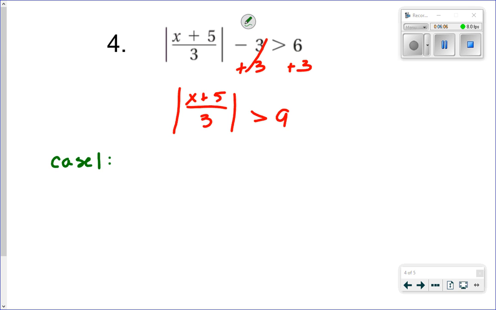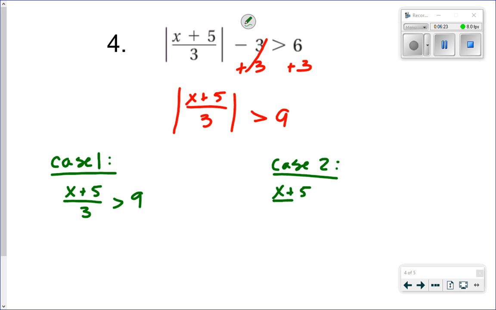So case 1, it's going to look the same as the original. I'm just going to get rid of the absolute value bars. So x plus 5 over 3 is greater than 9. All right, case 2, the left-hand side doesn't change. It's going to stay x plus 5 over 3. Remember, I need to flip the inequality sign and change the sign of the number on the right. So it's going to become negative 9. All right, and now I need to solve.